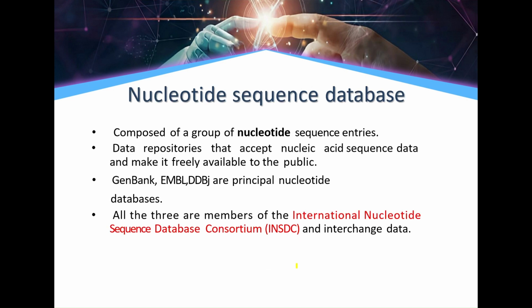Nucleotide sequence databases. As the name suggests, they include the sequences of nucleotides, nucleotide sequence entries, and data repositories that accept nucleic acid sequences and make them freely available to the public. The main highlight is that they are freely available to the public. The main ones are GenBank, EMBL, and DDBJ.